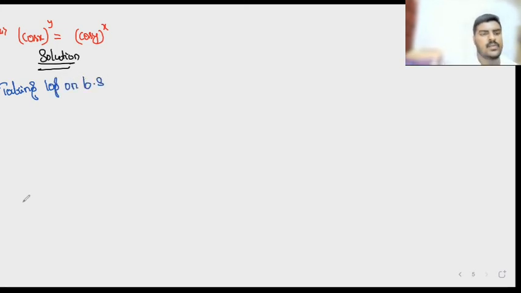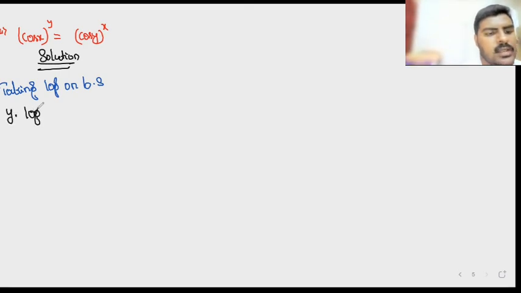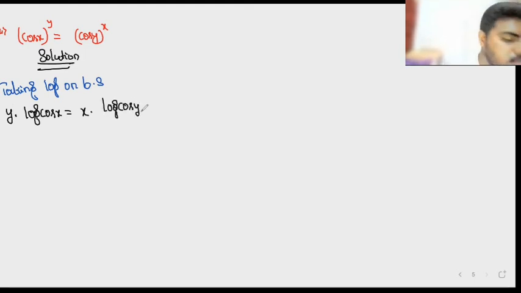After this you should observe, we know the log x power n formula: log x^n equals n into log x. Yes or no? So when you apply that, it will come to y into log cos x equal to x into log cos y. Got it now?